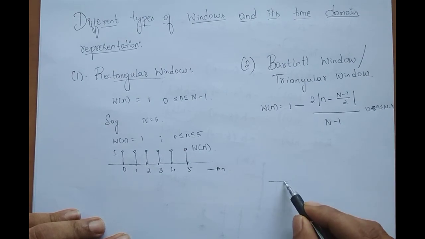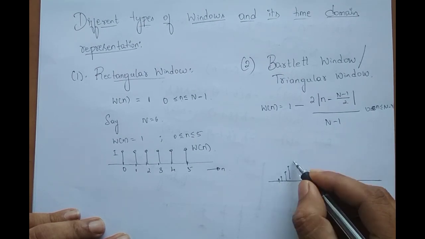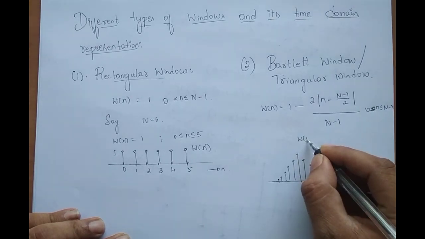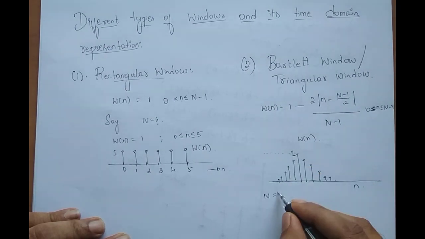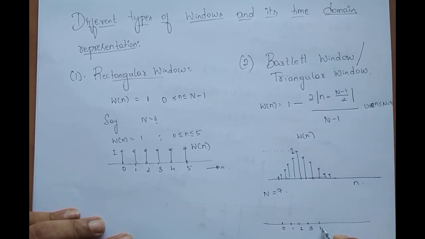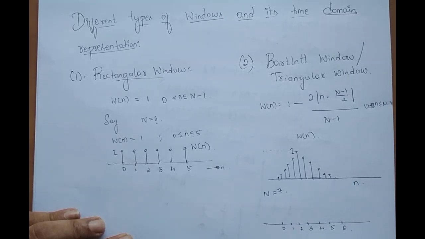Its shape is something like this. This is n, this is W of n, and its maximum amplitude is 1. If I take N is equal to 7, so what do we have? It is 0, 1, 2, 3, 4, 5, 6, right? Because 0 to N minus 1, 7 minus 1 is 6. So if I consider the midpoint for n equal to 3, this sample should be 1, right? So we shall see that.